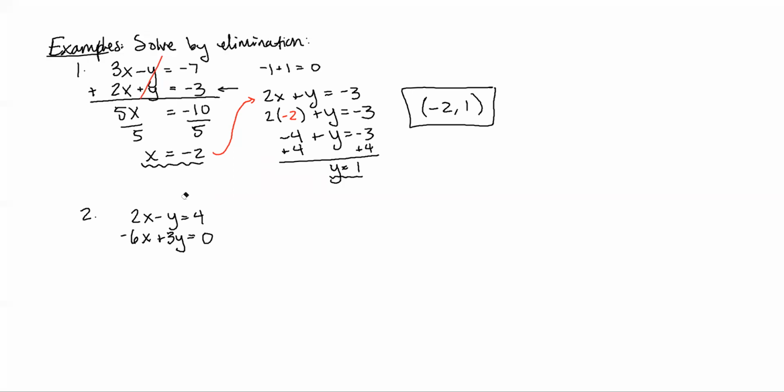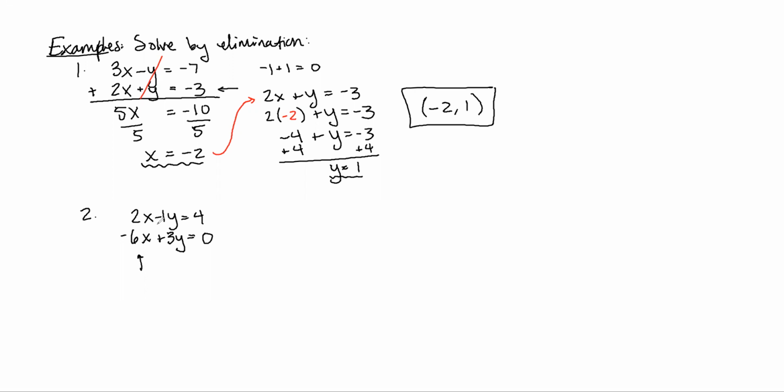And so with elimination, what we're looking for is opposites. So we have two options here. If we look at the x's, we have a 2 and a -6. So what we could do, kind of think of this like a least common denominator. If we're looking at 2 and 6, what is the least common multiple of 2 and 6? Well, we could change the 2 into a 6 by multiplying it by 3. If we look at the y's, we have a -1 and a 3. We could change a 1 into a 3 by multiplying it by 3. So you have two options.